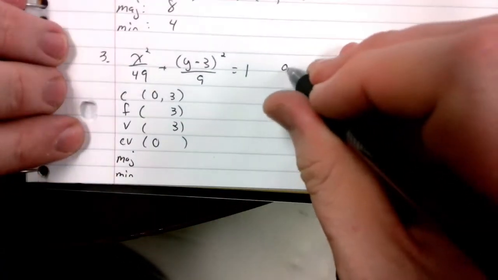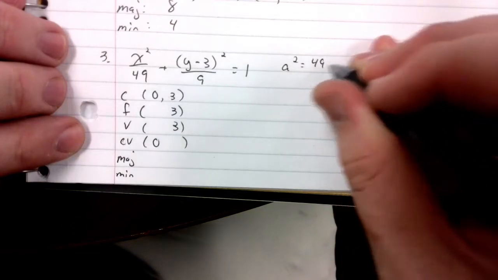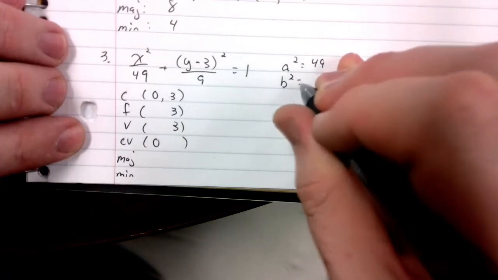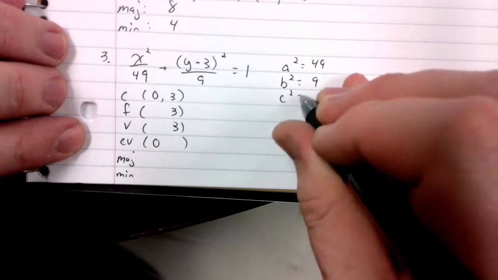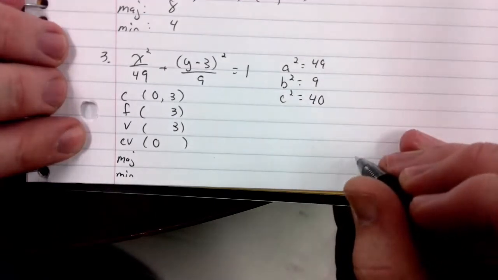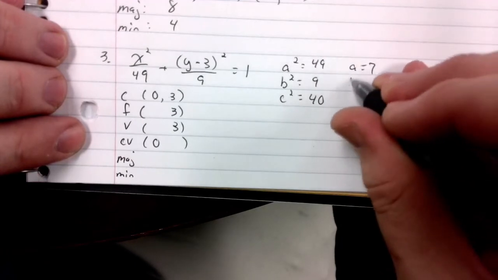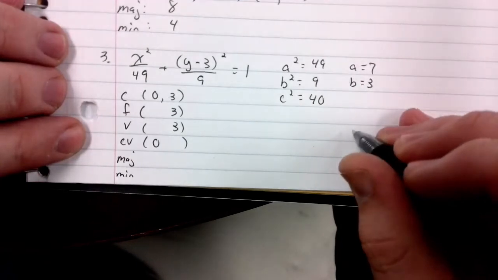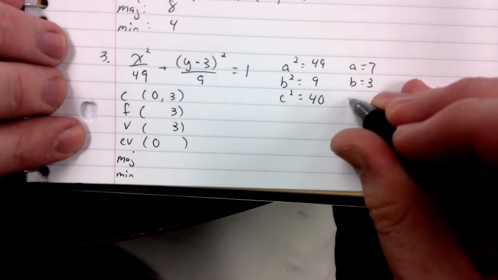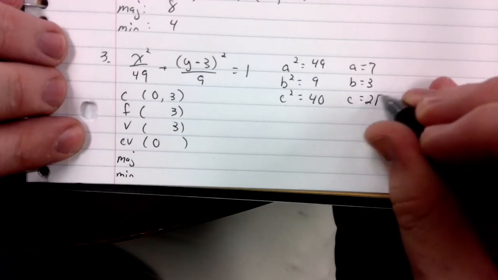Now I know that a squared is equal to 49, b squared is equal to 9, and c squared equals the difference, which is 40. So the square root of 49 is 7, the square root of 9 is 3, and the square root of 40, if I simplify, will be 2 square root 10.